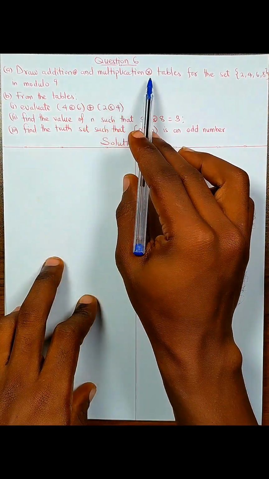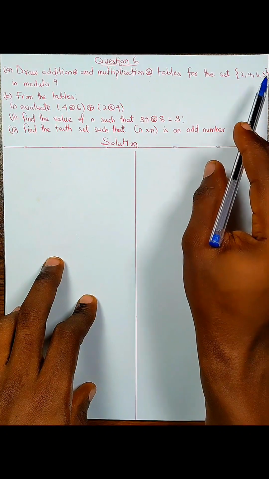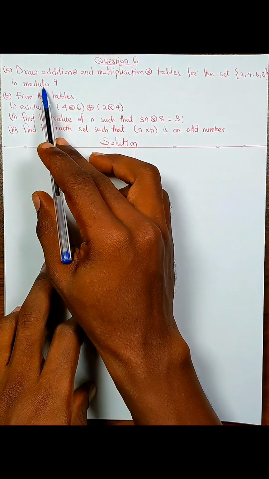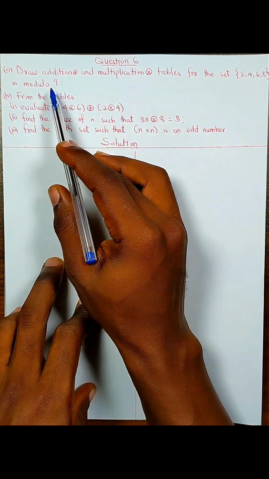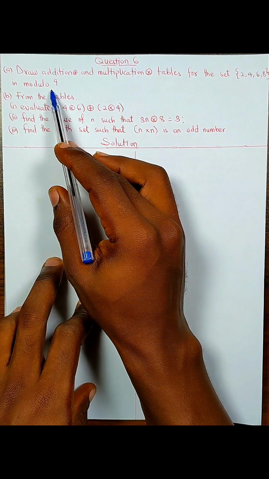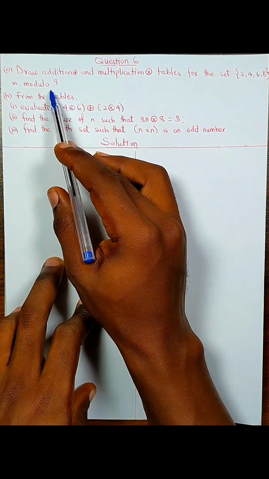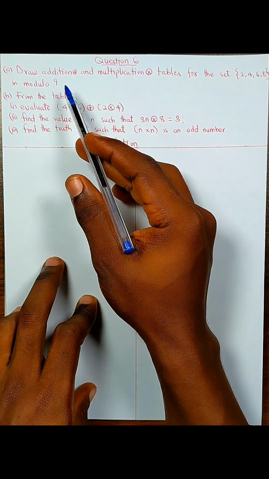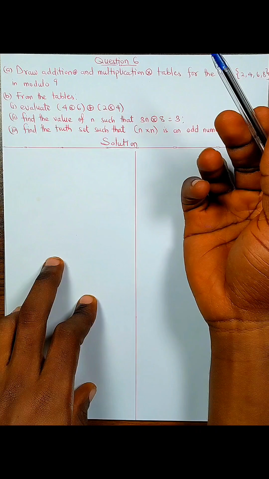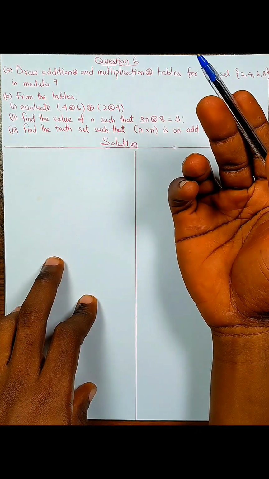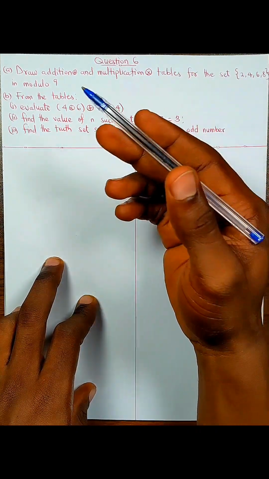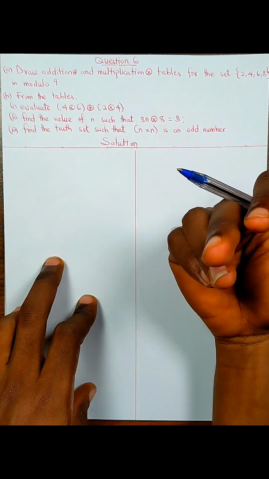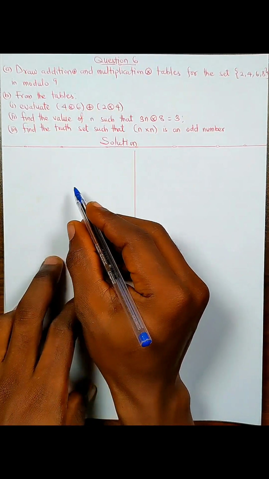Draw addition and multiplication tables for the set 2, 4, 6, 8 in modulo 9. To draw these tables, you're going to use this set. In modulo 9, the biggest number you could have is 8, so we can start from 0 up to 8. In modulo 9, if a number is bigger than 9, you divide it by 9 and write the remainder. If it's 9, it's going to be 0, because 9 over 9 gives you a remainder of 0. Okay, so let's start.